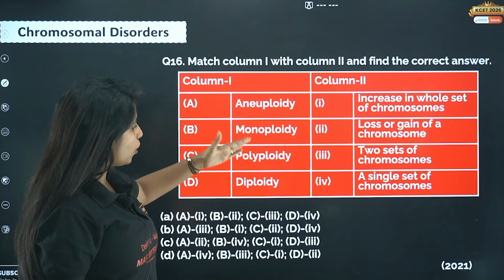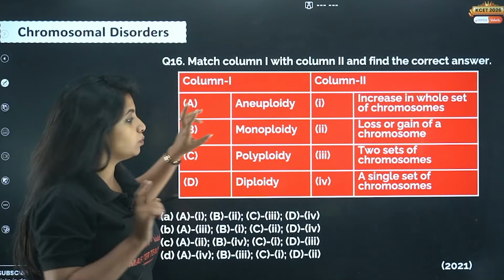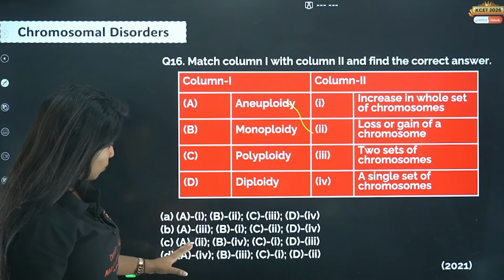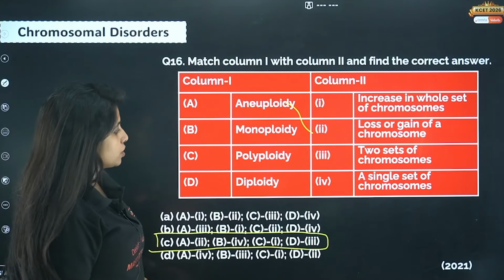Aneuploidy, monoploidy, polyploidy, diploidy. Aneuploidy means, I told you, loss or gain of a chromosome is known as aneuploidy. Okay? So A goes with 2. How many options do I have? I just have 1 and that gives me the answer. But let's see the other options.